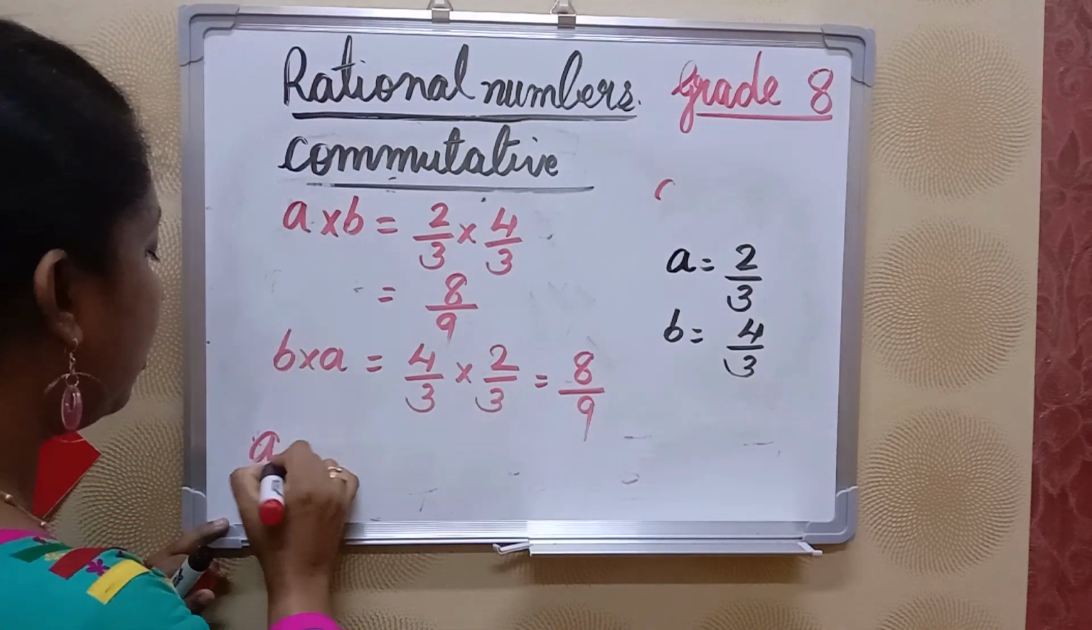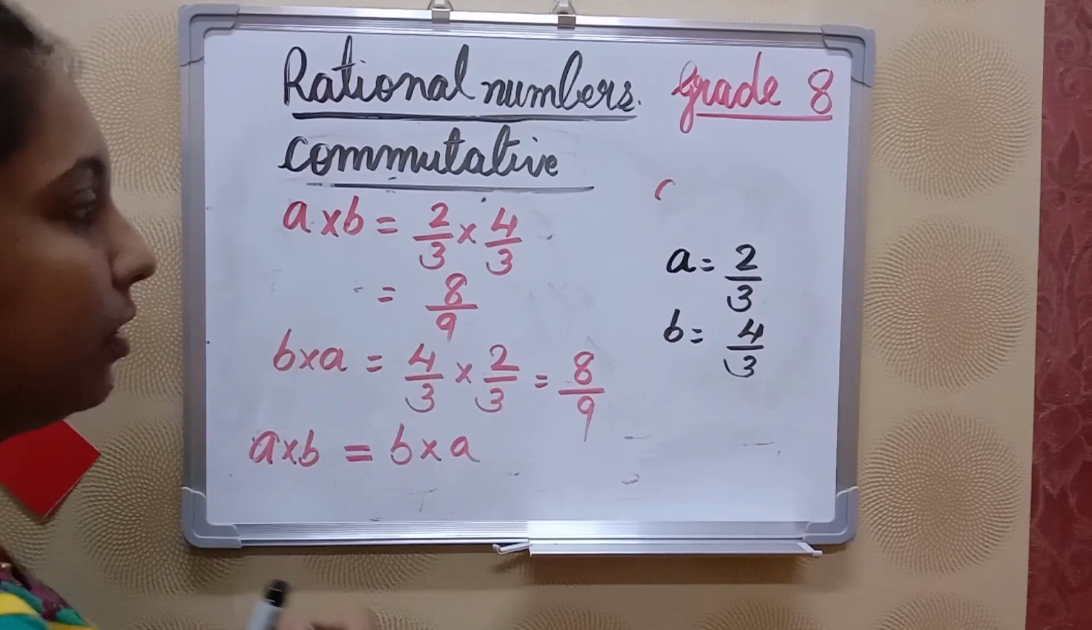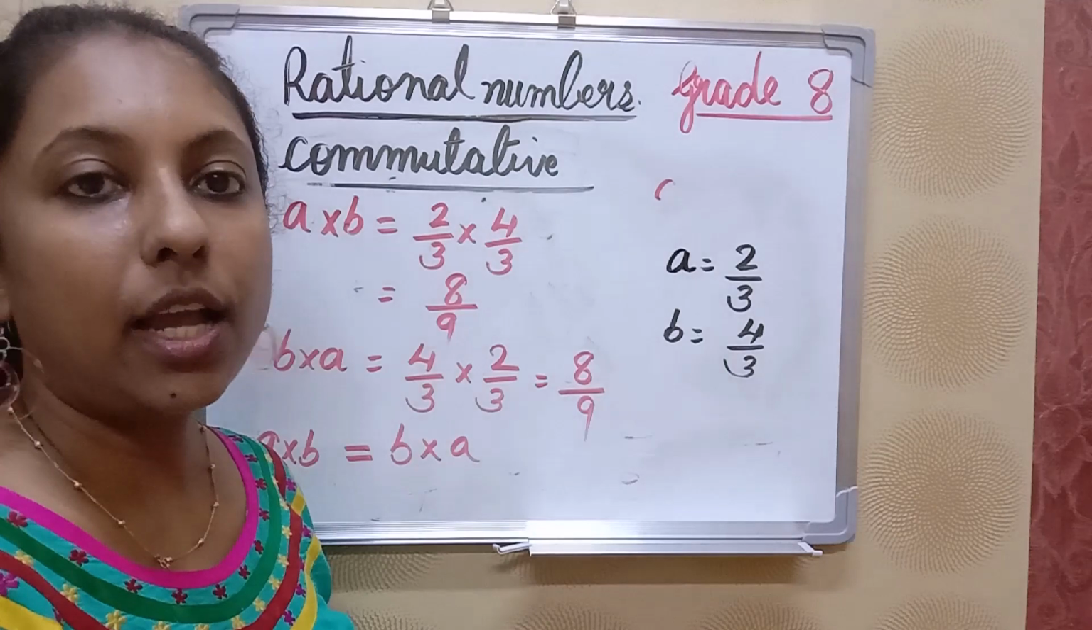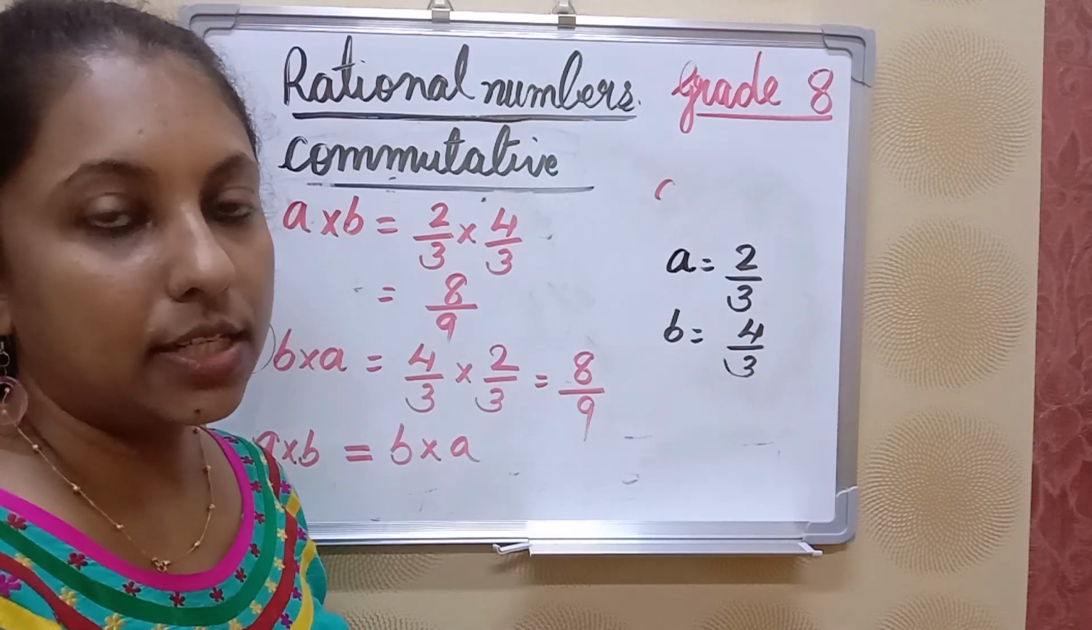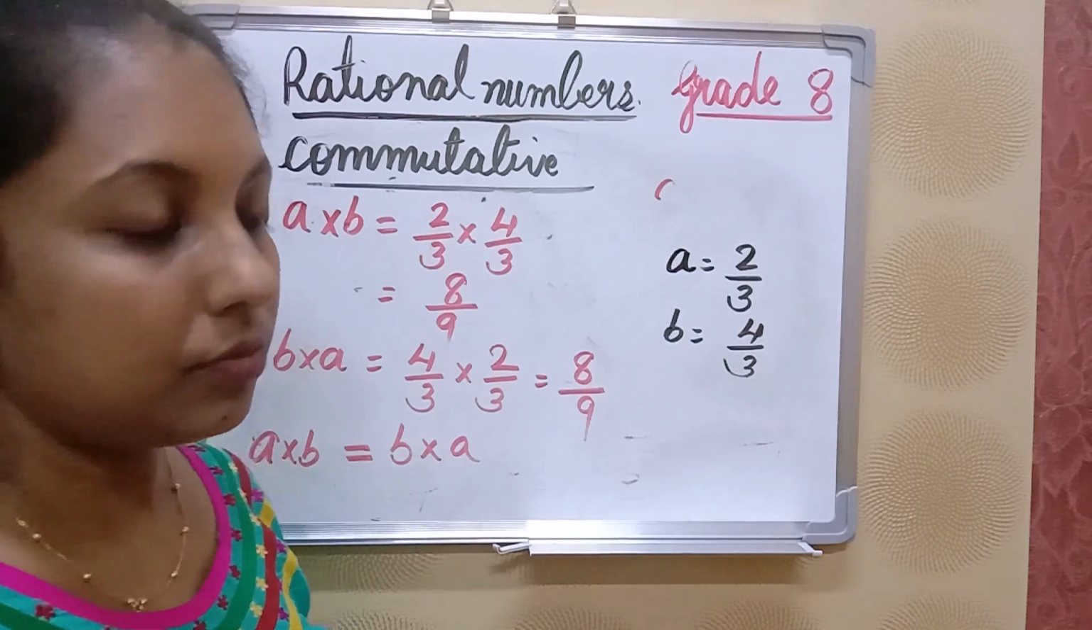That is A into B is equal to B into A. So multiplication is commutative. Rational numbers are commutative under multiplication.